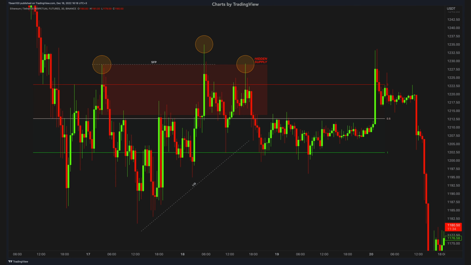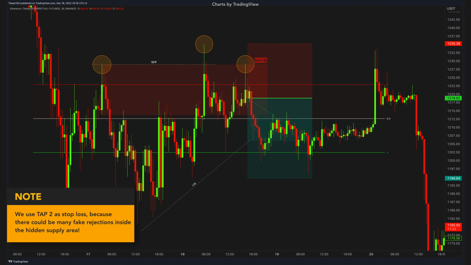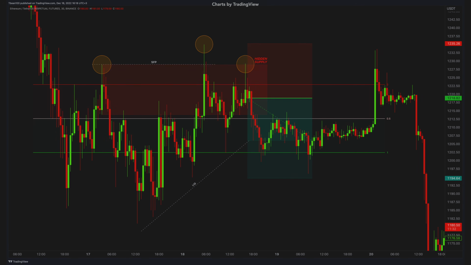Now with the bearish example, all the same concept. You can choose a very strong rejection candlestick in the hidden supply area, a very strong pin bar. But the problem is that there will be many pin bars. It is impossible to decide on a specific candlestick. This is why we place our stop loss at the tap to candlestick's high point.